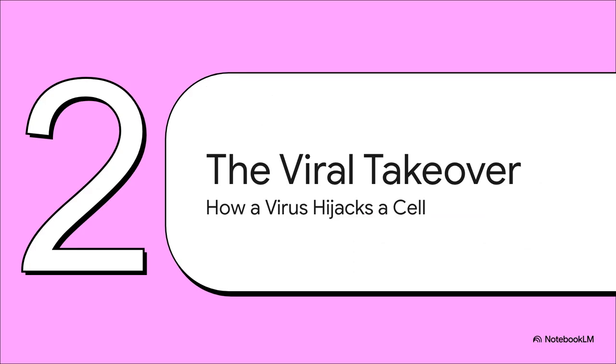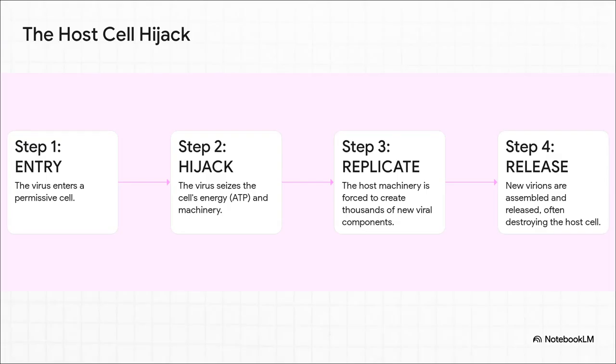So, if a virus is so helpless on its own, how does it become this incredibly powerful force? Well, it is all about the takeover. In this next section, we're going to walk through how a virus hijacks a permissive host cell. That is, a cell that has the right locks for the virus's keys. And this process is just brutally efficient.